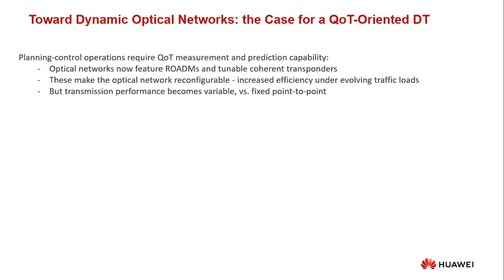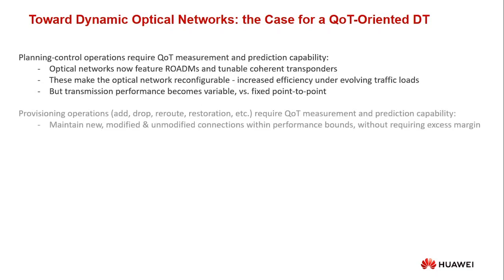Optical networks are now reconfigurable. They feature ROADMs, reconfigurable add-drop multiplexers, and tunable coherent transponders where we can select, for example, modulation format, baud rate, and coding in order to trade off distance and transmission capacity. With the network reconfigurable, that's very useful. We can be more efficient under evolving traffic loads. Really, we can support ongoing evolution through planning. But of course, transmission performance becomes variable as compared to a fixed point-to-point system.